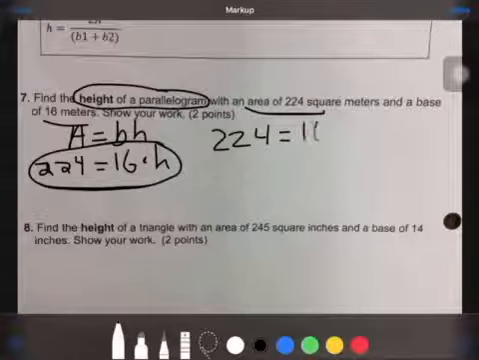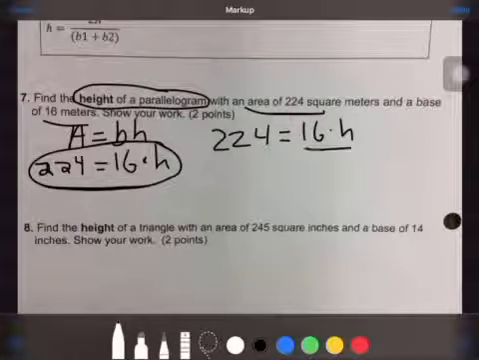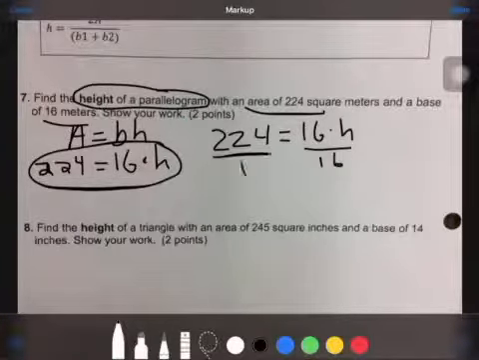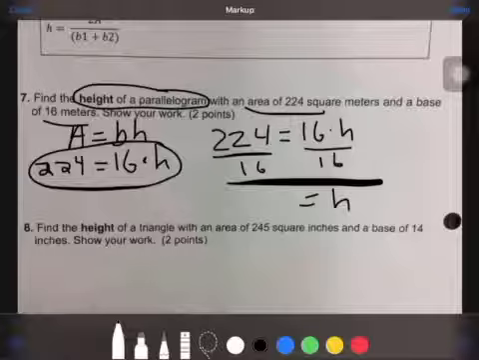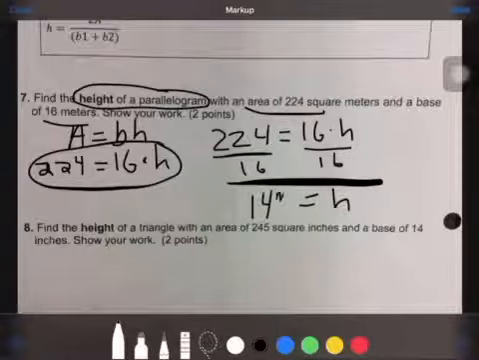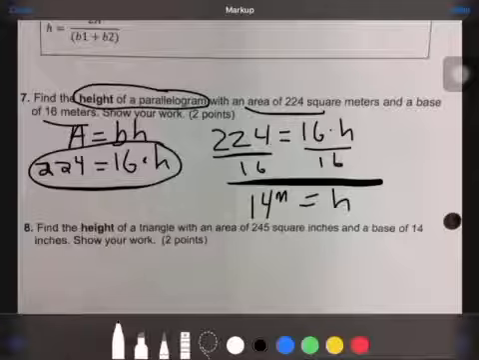224 is equal to 16 times the height. We should be using inverse operations, meaning divide by 16 to both sides. And you should be getting 14 for the height. And you can label it with just meters because it's a height.